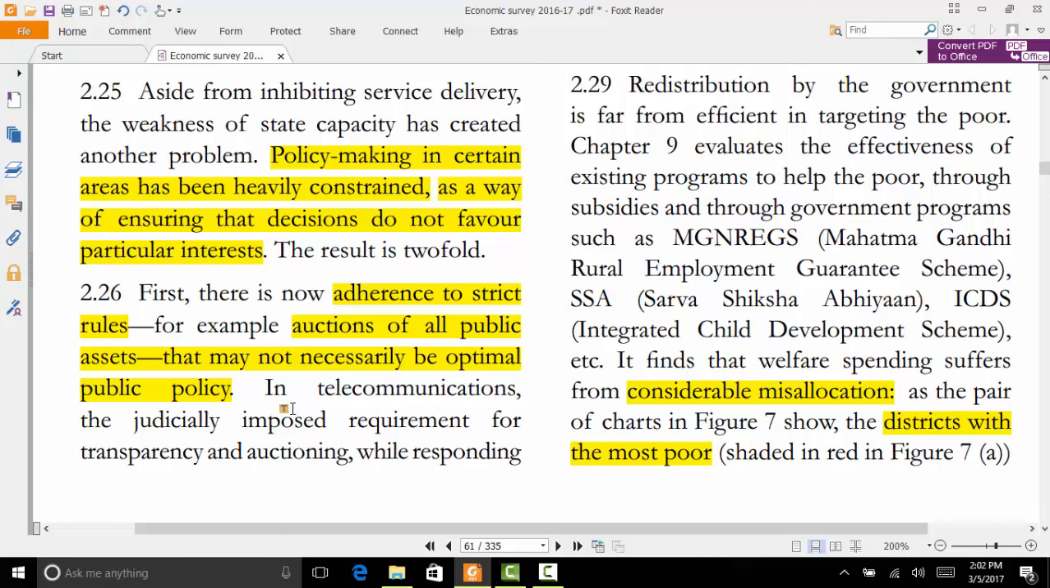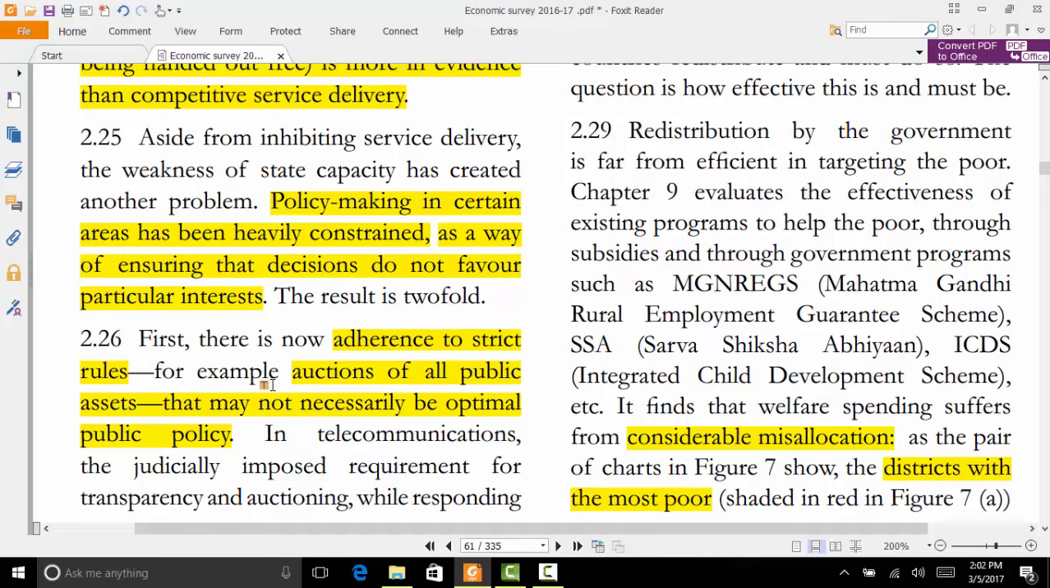Policy making in certain areas has been heavily constrained as a way of ensuring that decisions do not favor political interest. So one thing is, when all these things happen, their decision is constrained, right? When there is a huge whistle over them from the various investigating agencies like CBI, the government, the people as well, then they become very rule-centric. They won't take any innovative decision. They won't go out of the rules. Rule-centric.